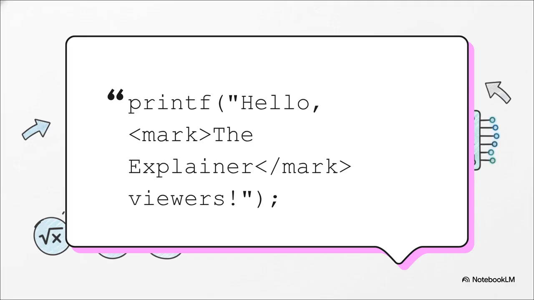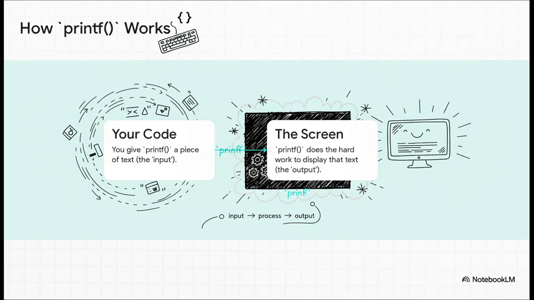And there it is. This one little line of code is a powerful command. You're calling the printf function, and you're handing it one piece of info, the text you want it to show. You don't have to worry about how it talks to the computer's screen or controls the pixels. You just tell it what to say. It's that simple.